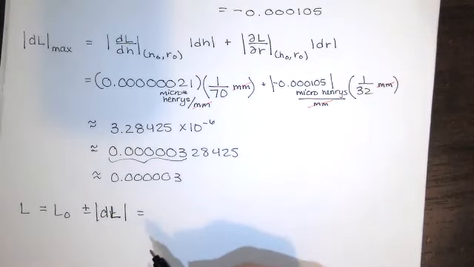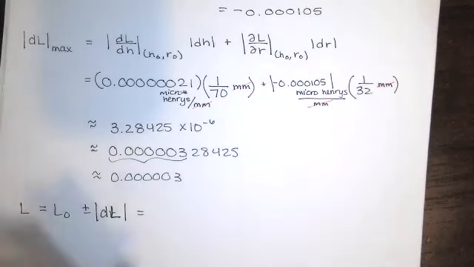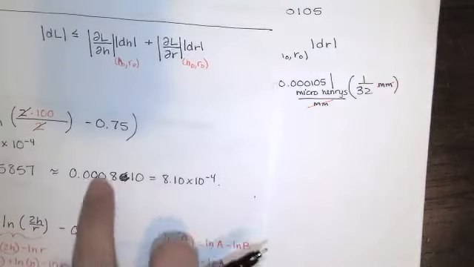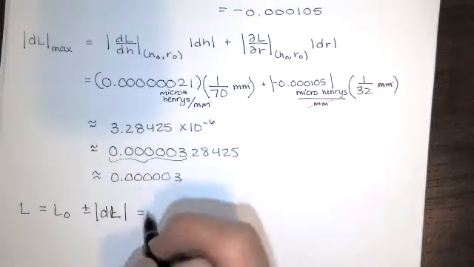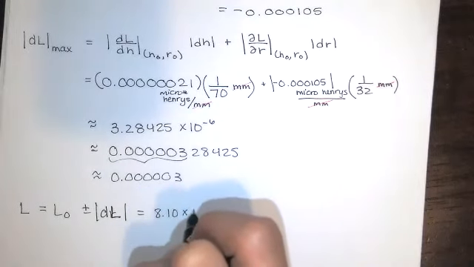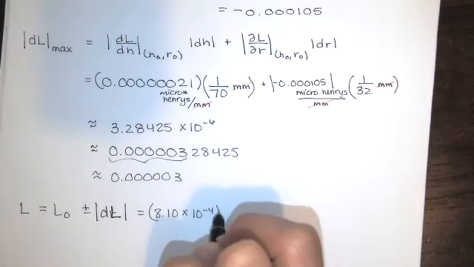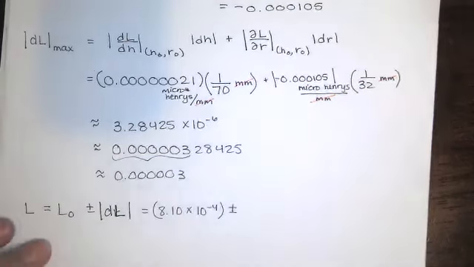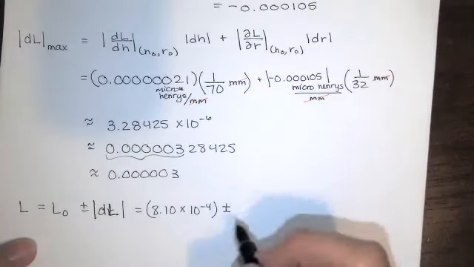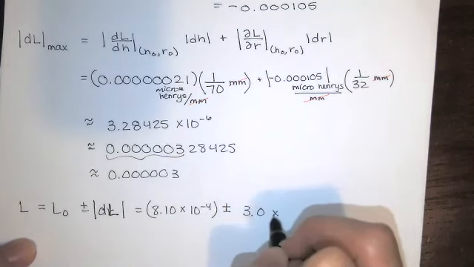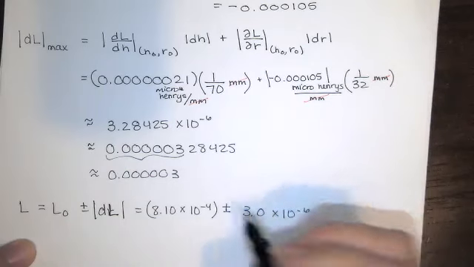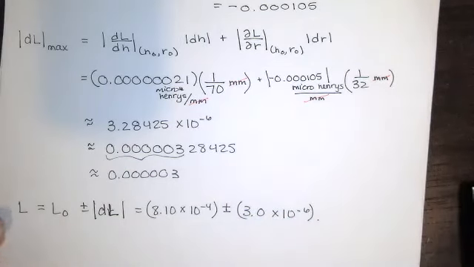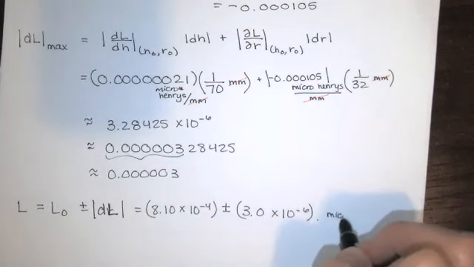Okay, so our L naught, that was something we calculated earlier. That was this, or you could write it as 8.10 times 10 to the negative 4, plus or minus this. And if you prefer, you could write that as 3.0 times 10 to the negative 6. And of course, the units for that are microhenries.